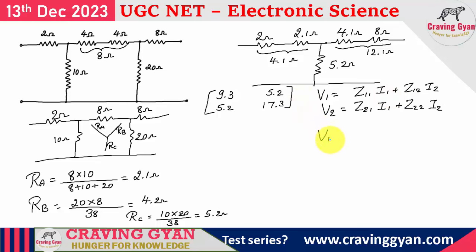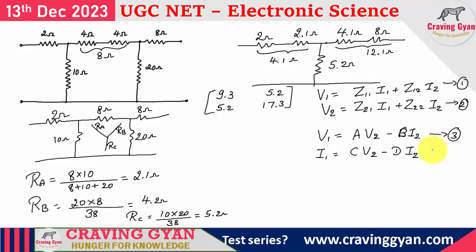See, the equivalent T parameters they have asked. In the case of T parameters, V1 equals A times V2 minus B times I2. Similarly, I1 equals C times V2 minus D times I2. If you know the conversion, well and good. If you don't know, don't worry, it is a one minute job. Call these as equations 1 and 2, and these as equations 3 and 4. So you have to rearrange 1 and 2 such that you represent them in terms of 3 and 4.